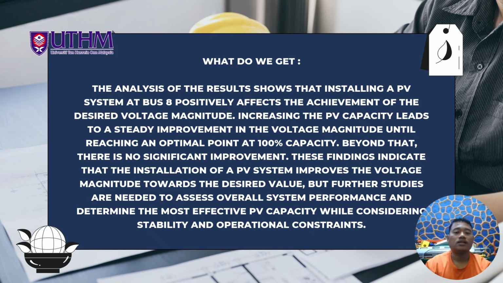What do we get? The analysis of the result shows that installing a PV system at bus 8 positively affects the achievement of the desired voltage magnitude. Increasing the PV capacity leads to a steady improvement in the voltage magnitude until reaching an optimal point at 100 capacity. Beyond that, there is no significant improvement. This finding indicates that the installation of a PV system improves the voltage magnitude towards the desired values, but further studies are needed to assess overall system performance and determine the most effective PV capacity while considering stability and operational constraints.